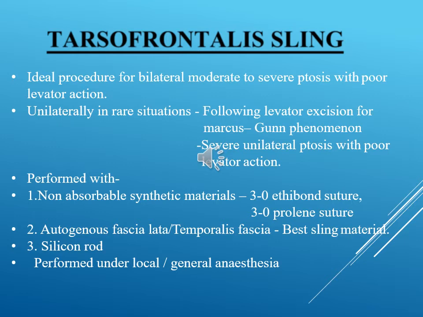But nowadays, the most commonly used materials are firstly non-absorbable synthetic materials such as 3-0 Ethibond sutures and 3-0 Prolene sutures. Secondly, autologous fascia lata or temporalis fascia, and this is generally the best sling material. And lastly, it is also performed using a silicone rod. Now, this surgery is generally performed under local anesthesia for adults, whereas it is performed under general anesthesia for children.